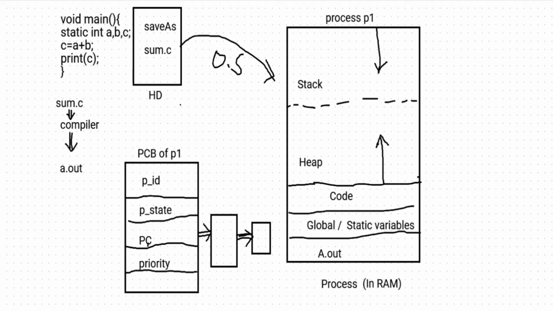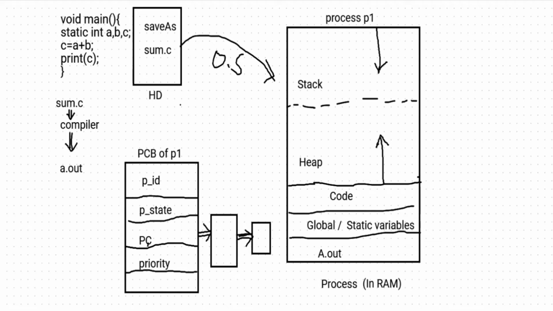Actually, process is a type of data structure where the OS converts this program into something you can see in this diagram. The first is the a.out part, where this is the executable file, as I just told you. The second is global and static variables, and the next part is the code part where c equal to a plus b is stored.